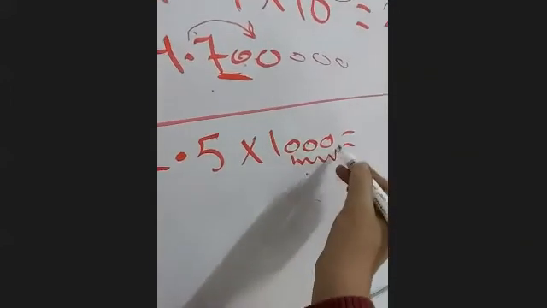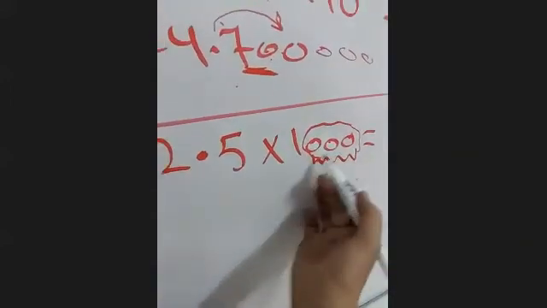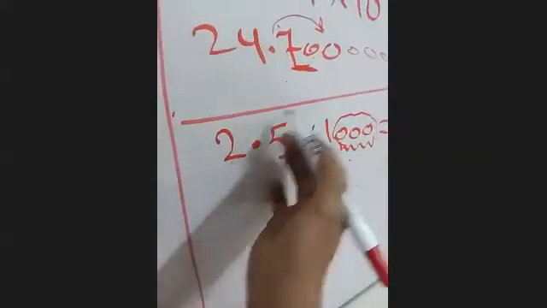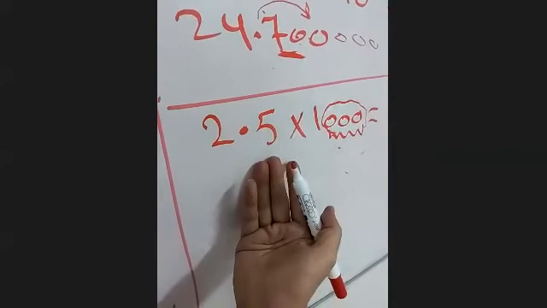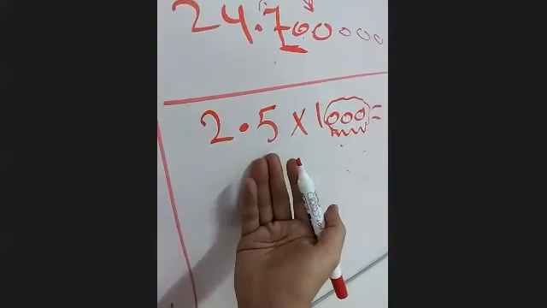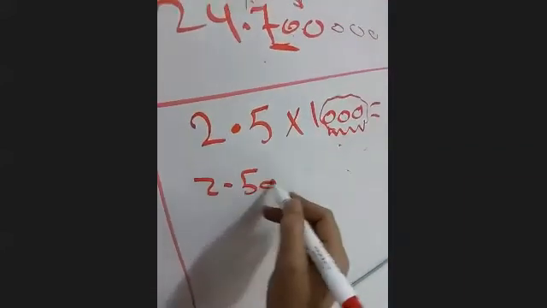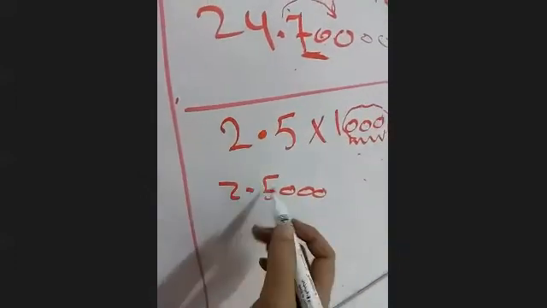So here I count the number of zeros. I have 3 zeros. I can push it 3 times. But do we have enough digits here? No. So what do we need to do? Add zeros. Now push it to 3 digits.